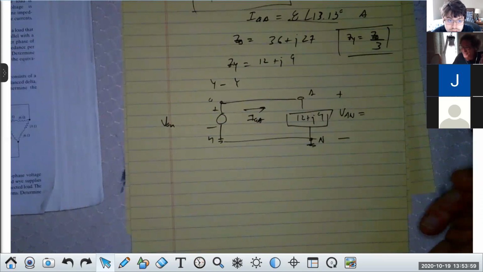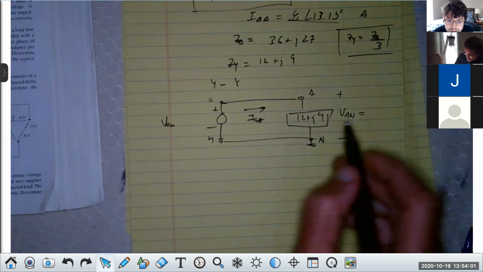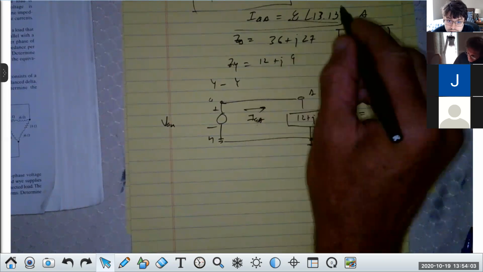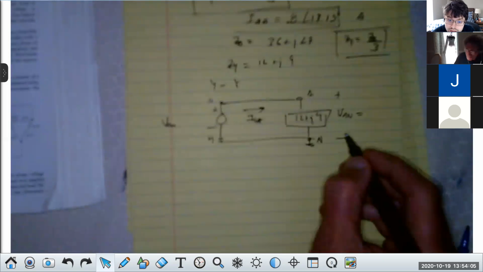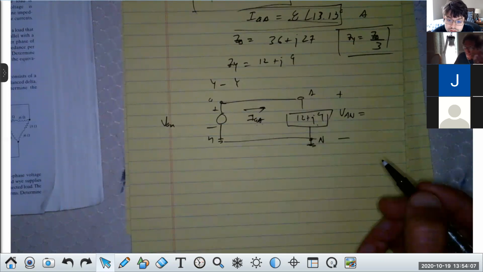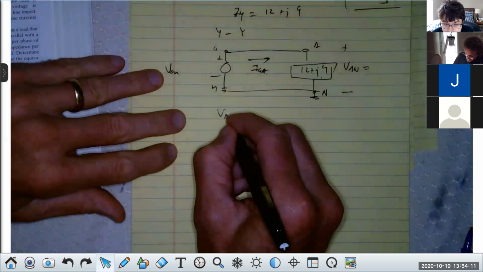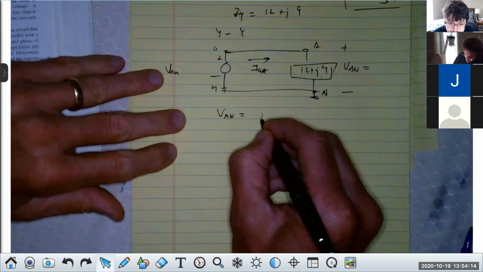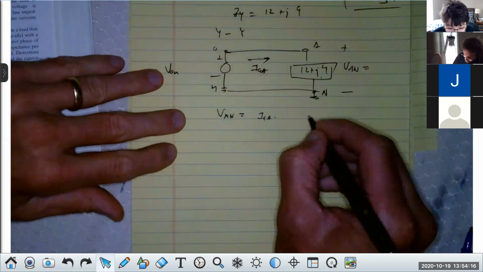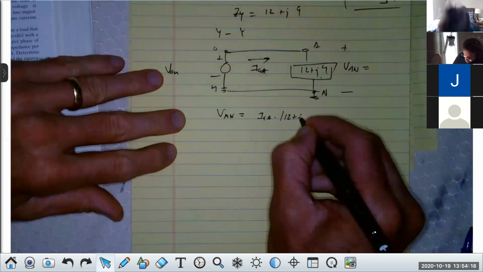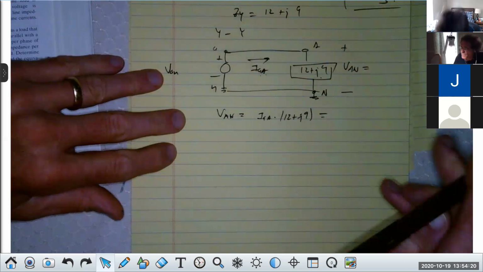You guys know it. I have a current, that is IA, and I have this impedance, right? The voltage would be those two multiplied together. Correct, class? So I'd have V capital A N equal to what? I small a capital A times 12 plus J9. Do you all agree with that, everyone?